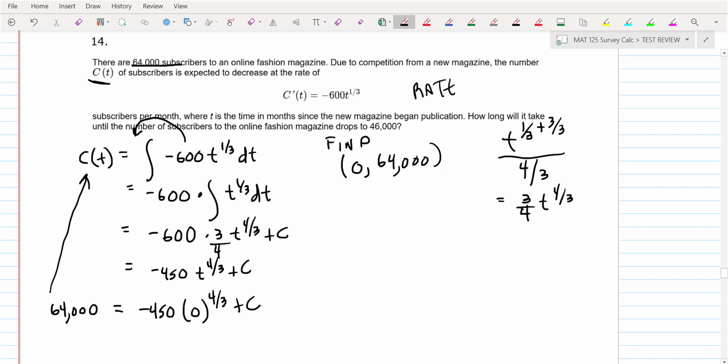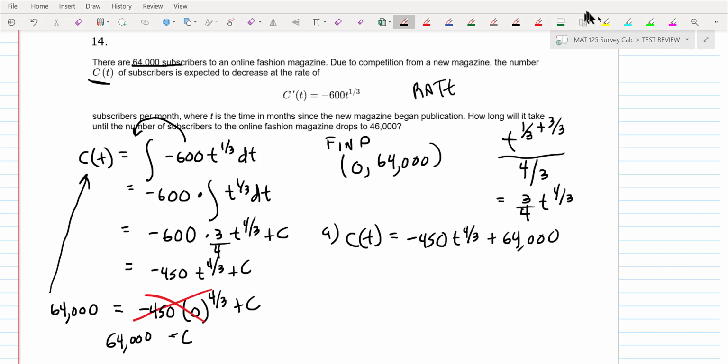Can you tell me what c is in your head? I hope you can. Anytime you take 0 to any power, it's 0. So you end up getting c is equal to 64,000. There are two parts to this problem. This is kind of like part A: you would end up getting C of t is equal to negative 450 t to the 4/3 plus 64,000. So that's the answer to the first part of the problem.